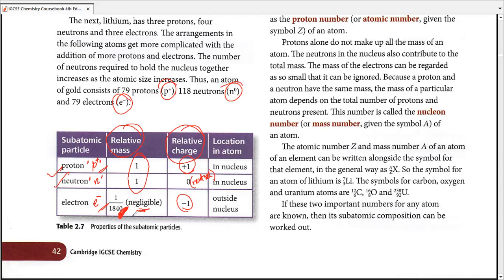Make sense? Yes, sir. I guess you're still not clear about relative masses.